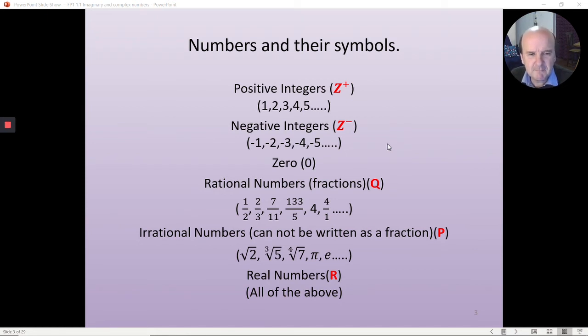Now, I've done them in bold type. You'll sometimes see these symbols written in bold type. More frequently, you'll see them as written with an extra line down the Z or an extra line through the Q, and so on and so on.